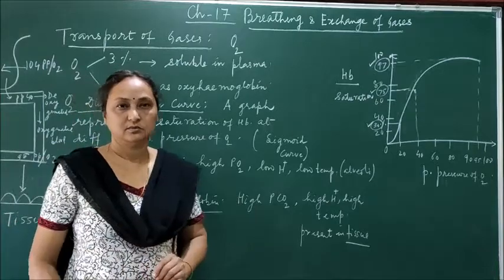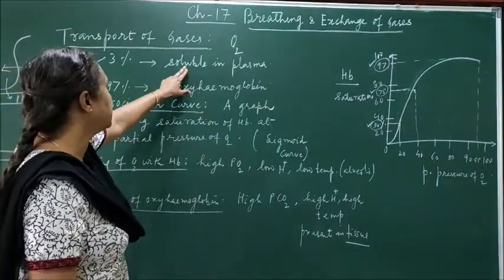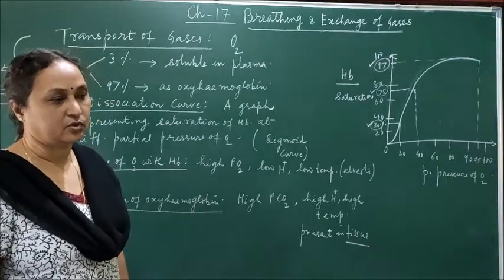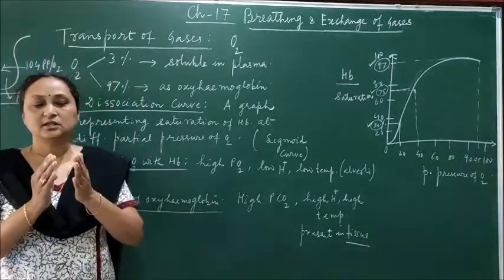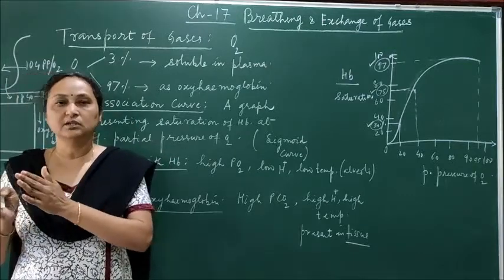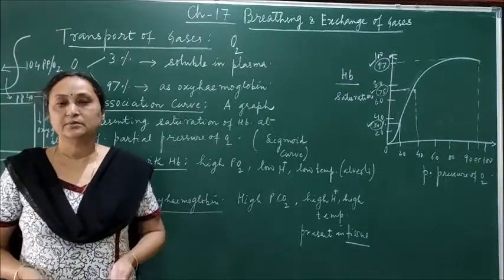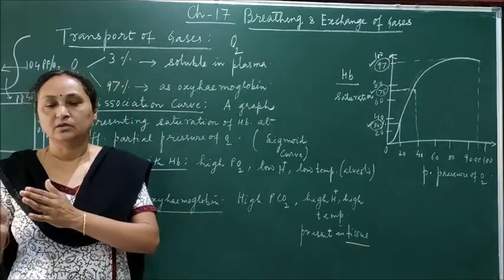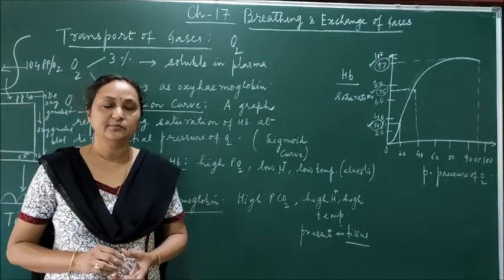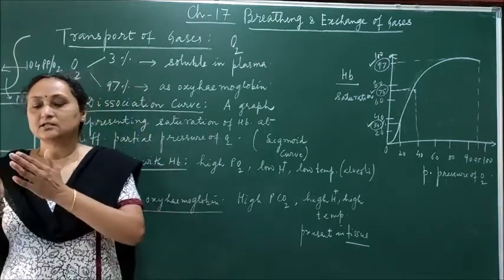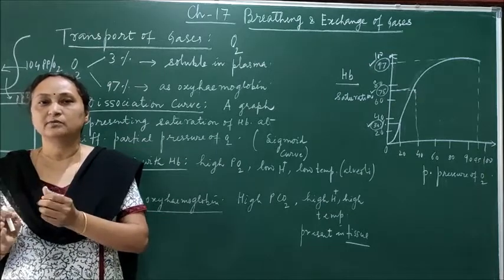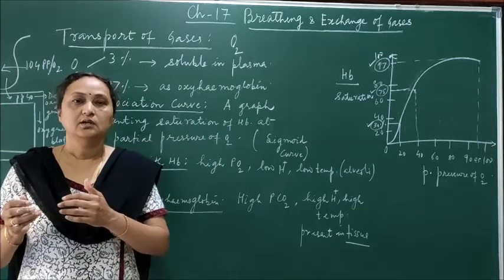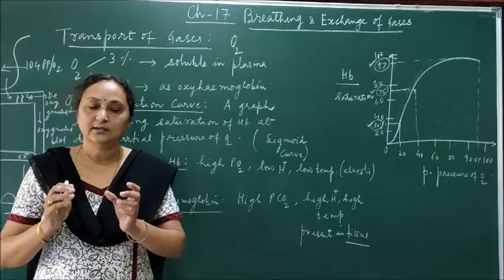blood in two forms. One is soluble in plasma, second is combining with hemoglobin to make a compound which is called oxyhemoglobin. So only 3% of oxygen is transported being soluble in plasma, and 97% of the oxygen is transported in the form of oxyhemoglobin. Because hemoglobin is a red color pigment which is present in RBC, and that is combined with oxygen to make an unstable compound which is called oxyhemoglobin. So that again it can dissociate to release oxygen at tissue level.